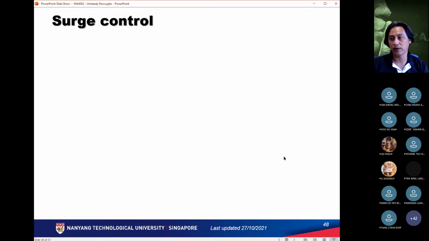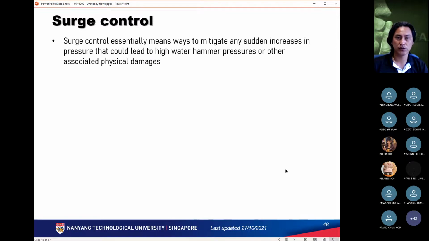The last topic for this chapter will be one that's associated with surge control. Now, what is surge control? Surge control essentially means whatever physical ways that we can impose upon the flow delivery line or the pipeline, such that we are able to mitigate any sudden increases in pressure, such as the one that we saw in the water hammer. As you can see, the pressure actually just goes up 700-800 kilopascal, and things could be a lot worse if the velocity differences are really huge.